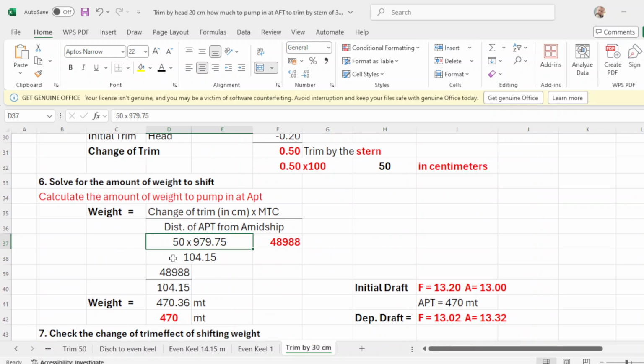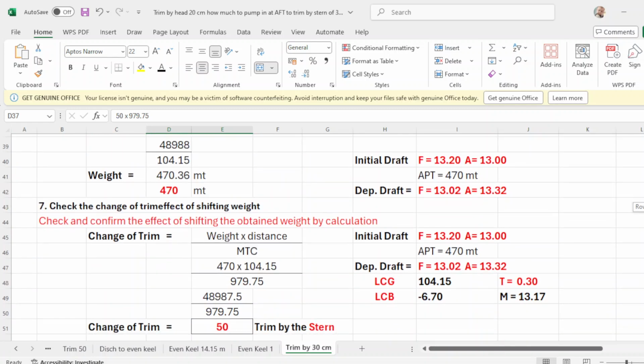So multiply 50 times 979.75. That will be 48988 over your distance, or LCG of after peak, which is this one, and the weight would be 470 metric tons. That is the weight we are going to pump in the after peak. Okay, then we go to number 7.